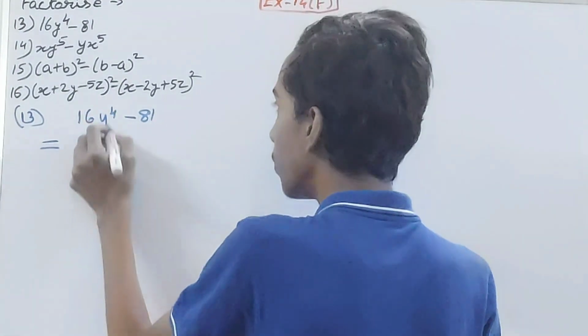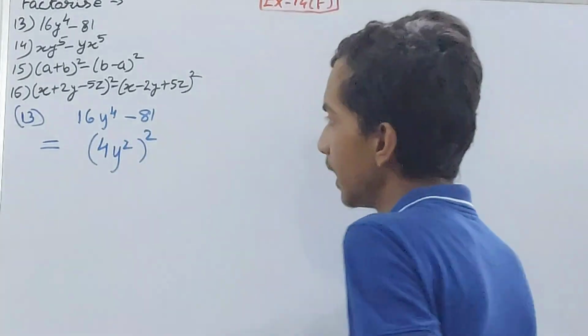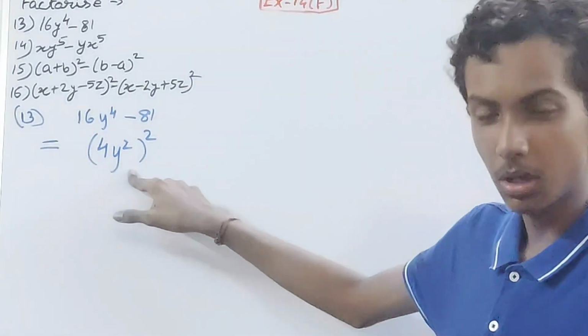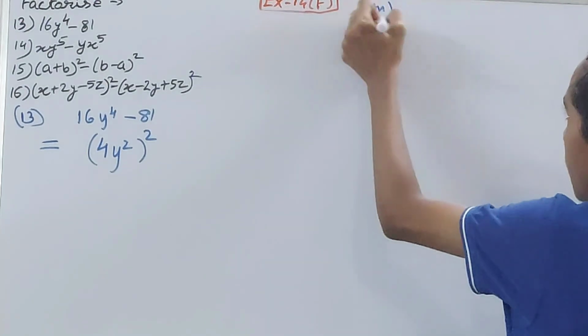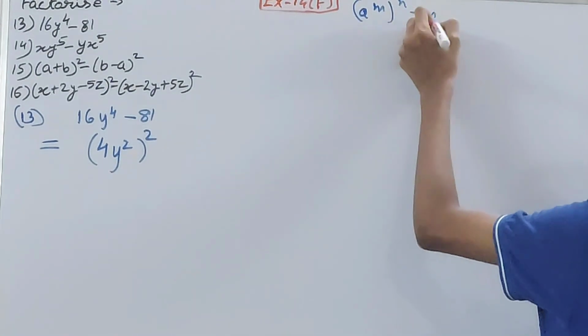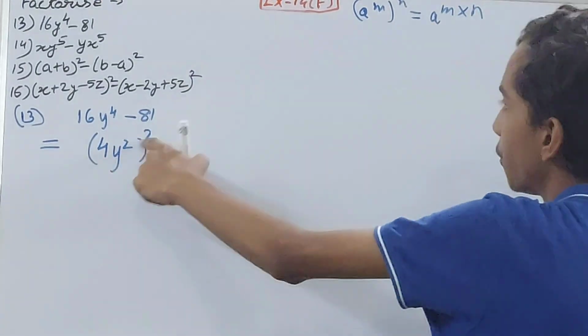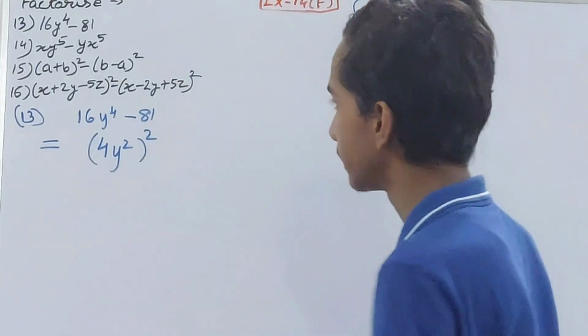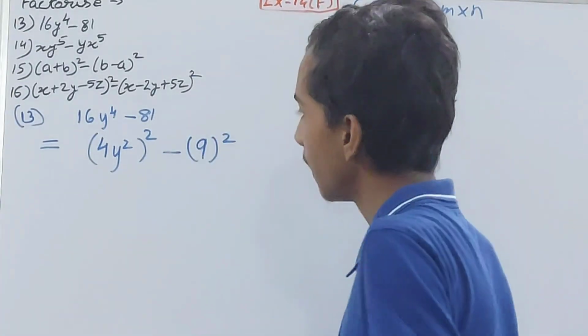16 is the square of 4, y to power 4 is the square of y square and whole square. This you have done in the previous questions also. If you write like this, a to power m whole to the power of n, so you will have a to power m into n. So we have broken down 4 into 2 into 2, so value still remains the same. Minus 81 is the square of 9. Very simple, right? This is clear.